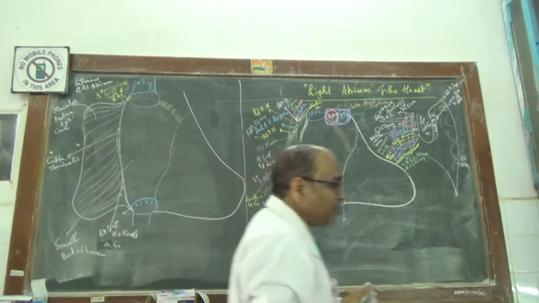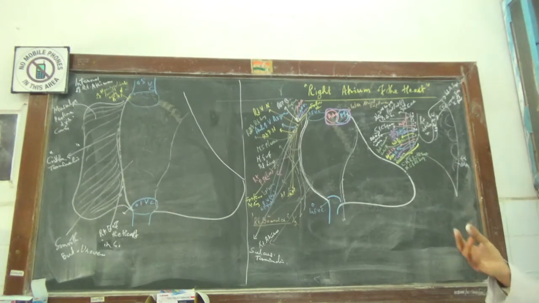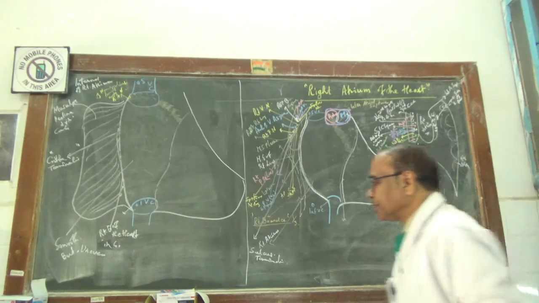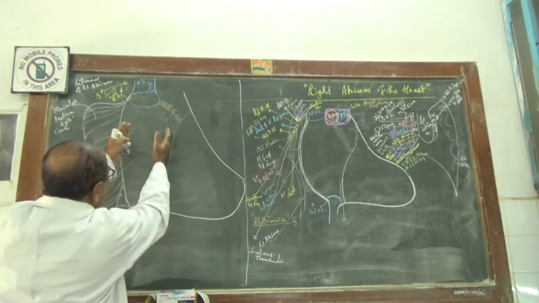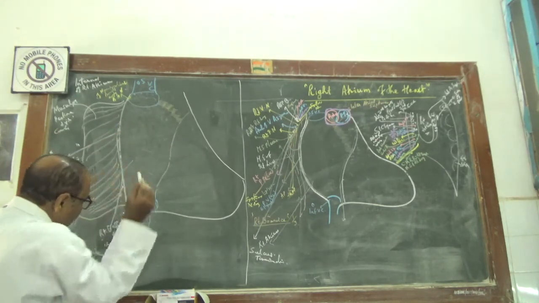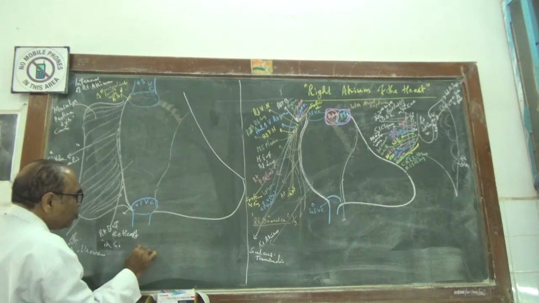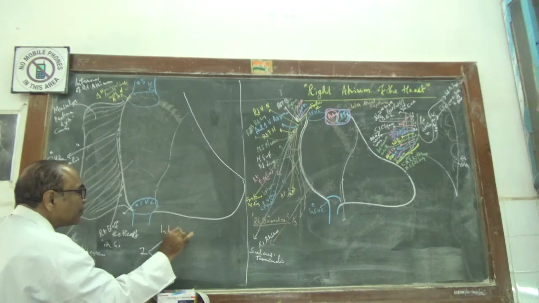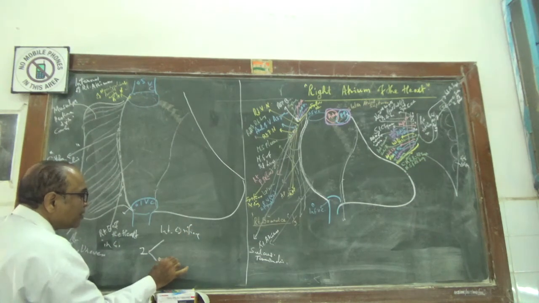This unevenness is because of the many openings and many elevations. Now, this right atrium, which is a smooth part or a cavity, is divided into two parts: one is the inflowing orifice and the other is the outflowing orifice.